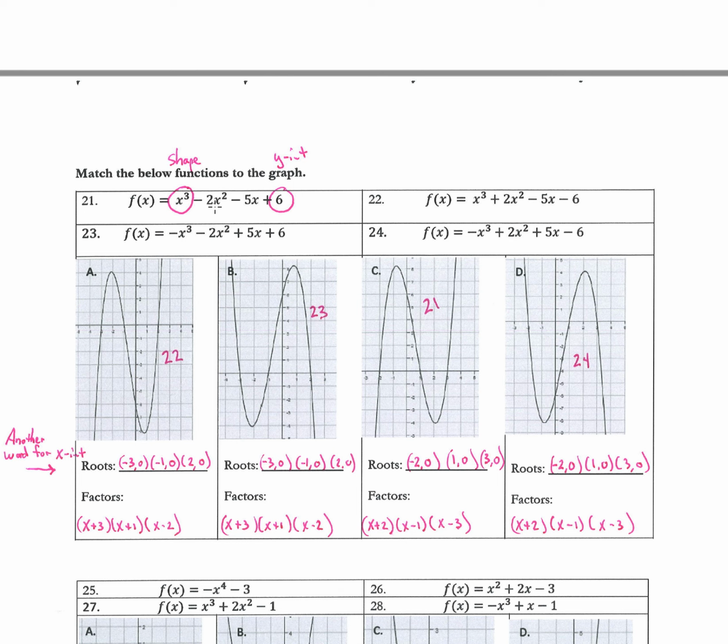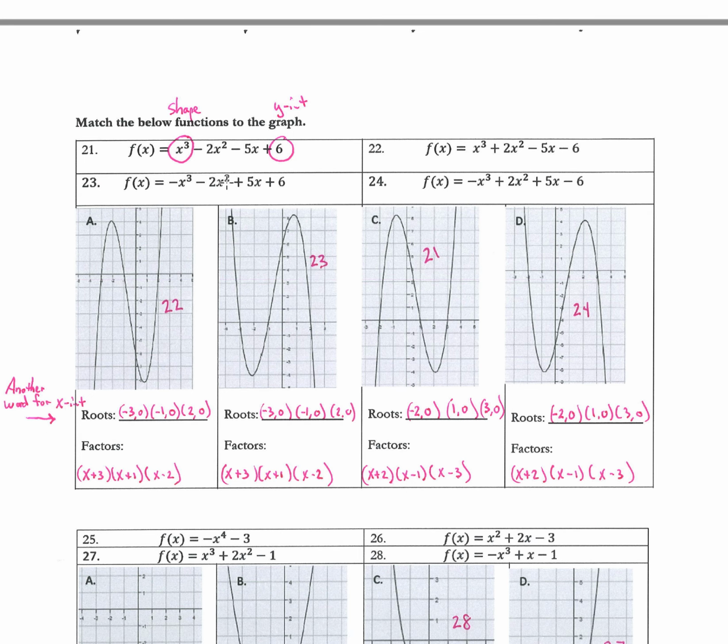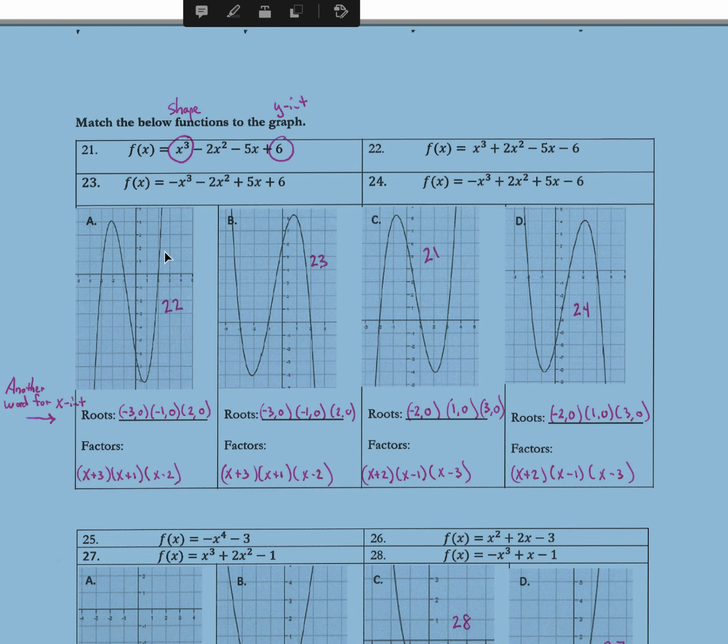So match the functions to the graphs. And so remember, the big dog determines the shape, and the constant tells you the y-intercept, so we can just really use those things. So if we look at number 21, 21 is a positive x cubed with a positive 6. So we know it's either got to be A or C, because those are both the positive cubic shape. And since it goes through a plus 6 right here, it matches with 21, where 22 is also a positive cubic, but it's got a negative x-intercept, so then A has got to be 22.